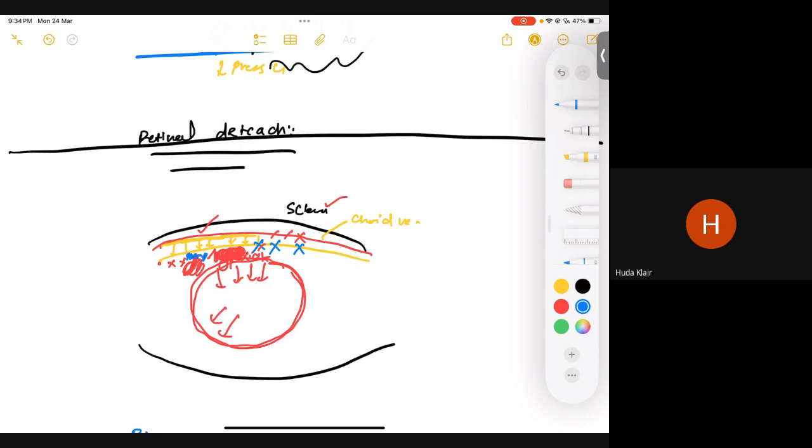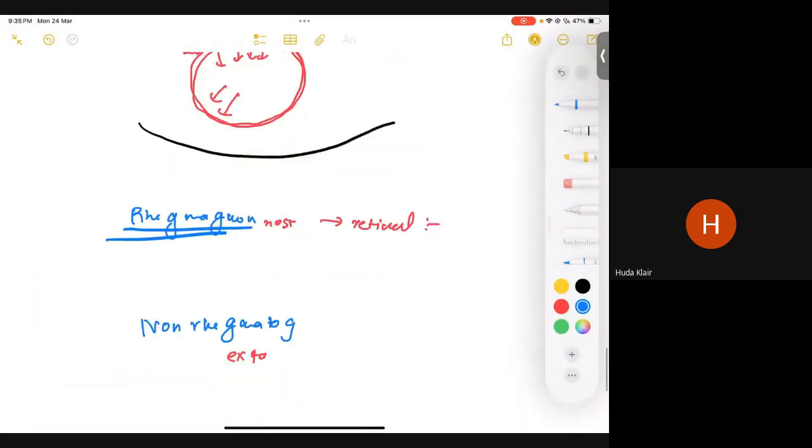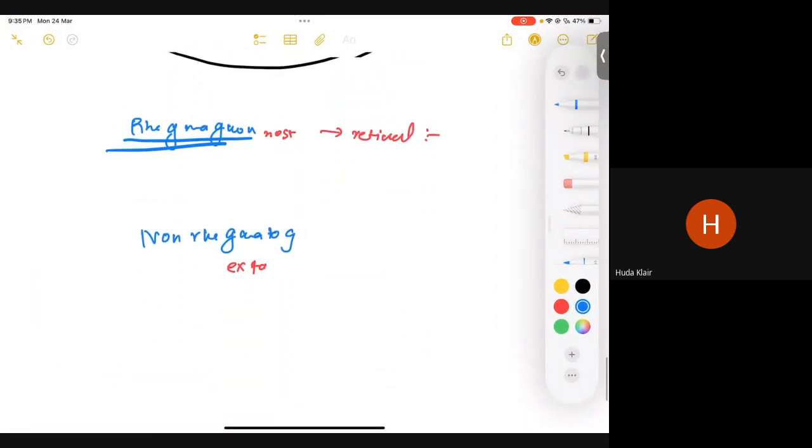So the only difference between rhegmatogenous and non-rhegmatogenous is that rhegmatogenous is due to advanced age, due to myopia, while the non-rhegmatogenous is due to traction or due to exudate or fluid accumulation, right? So if you have a lot of fluid accumulation as well, it can also disrupt the retinal layer. Is that clear?